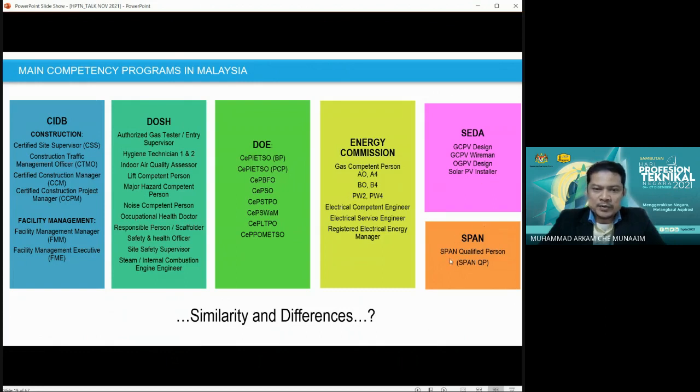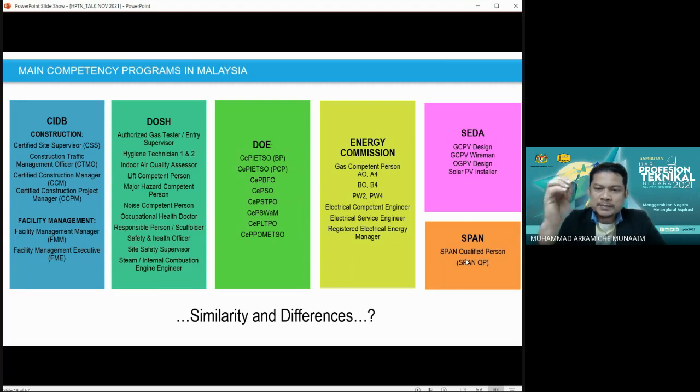We have also from SPAN, which is SPAN qualified person, SPAN QP. So now, if you can see this, there is a similarity among them. We have 1, 2, 3, 4, 5, 6 agencies now, not only CIDB. So there's nothing odd over here. Basically, the agencies look into the importance to take care of their industries. All of them are taking care of their own industry and their own people inside the industry.